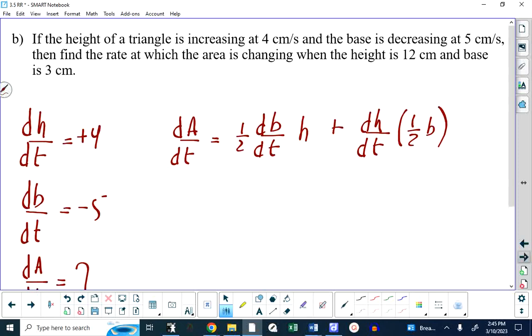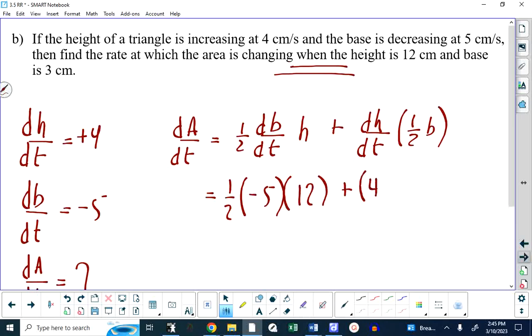So we want to find dA/dt. It's going to be equal to 1/2 dB/dt, which is -5, times the height. Do we know the height? Oh, when the height is 12. This "when" is the key or the clue that you don't put it in until after you differentiate. So the height is 12, plus dH/dt is 4, times 1/2 times the base. You're told the base is 3. Well, you just have to crunch some numbers here.